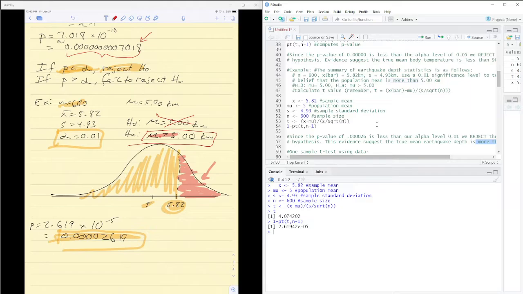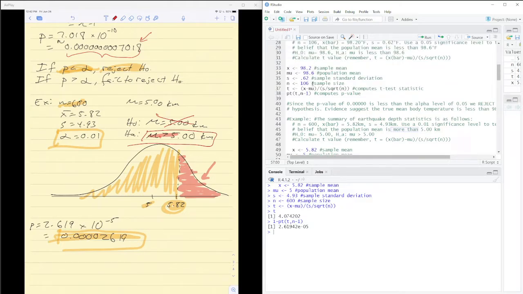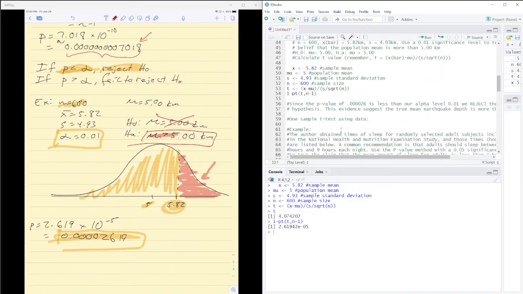Now, these are problems where you were told all of this information: the population mean, the sample standard deviation, the sample size. What if you weren't given all that? What if you were just given all of the data?